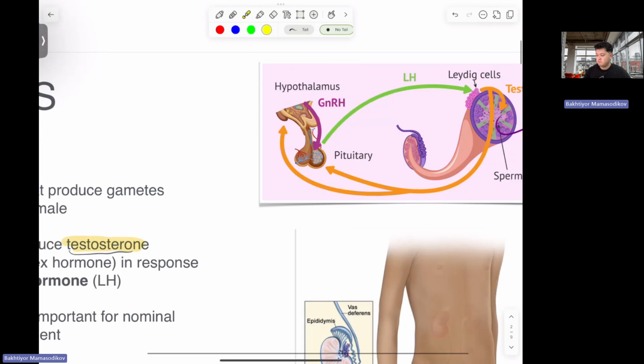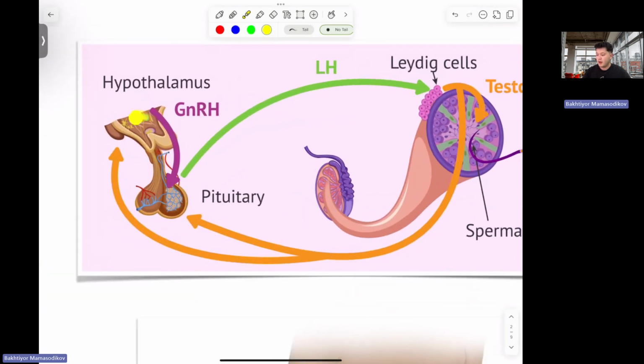This is the hypothalamus. The hypothalamus secretes the hormone called gonadotropin releasing hormone, GnRH. It goes to the anterior pituitary. The anterior pituitary is called hypophyse in Russian or in Uzbek. This part synthesizes the LH, luteinizing hormone, and this hormone goes to the Leydig cells in the testis.